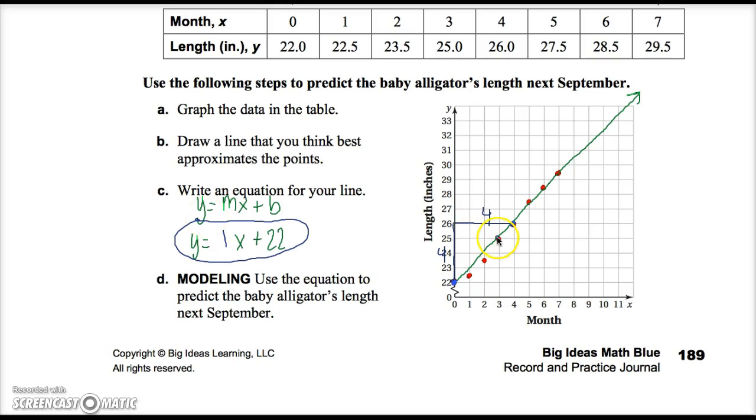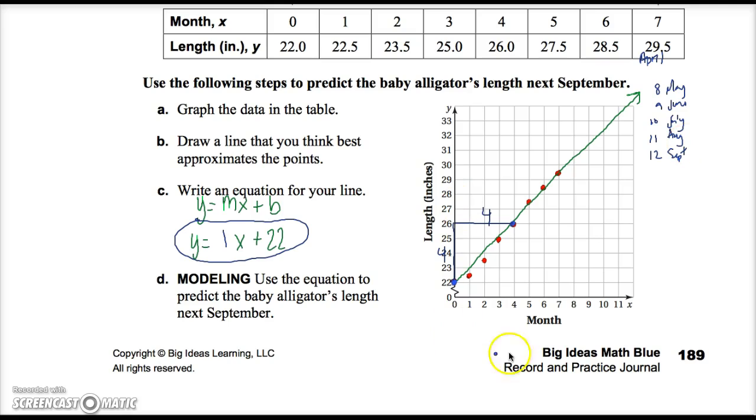Now, D, use the equation to predict the baby alligator's length next September. They told us that month 7 was April. That means 8 would be May, 9 would be June, 10 would be July, 11 would be August, and month 12 would be September.